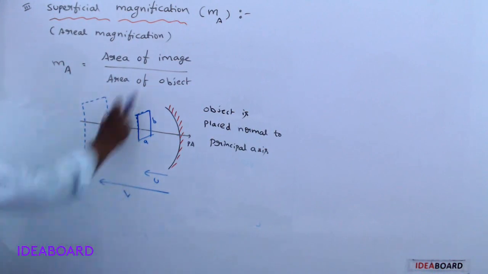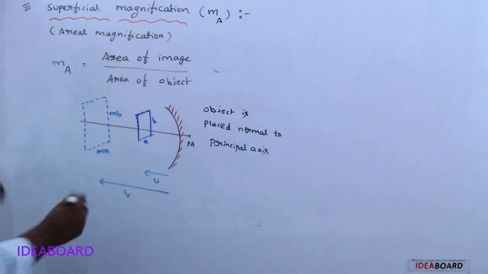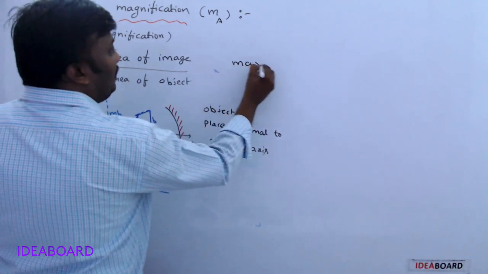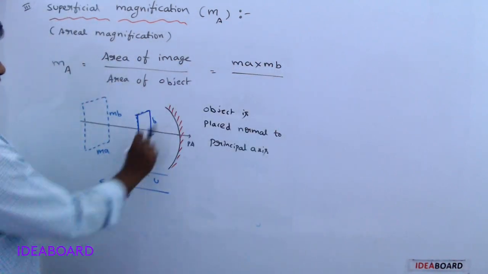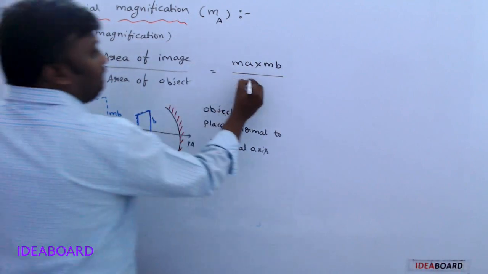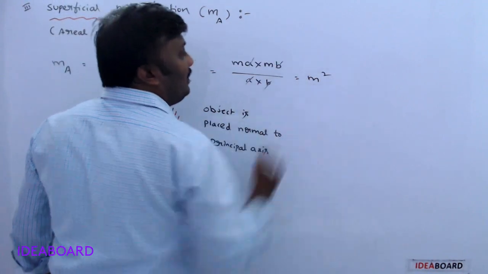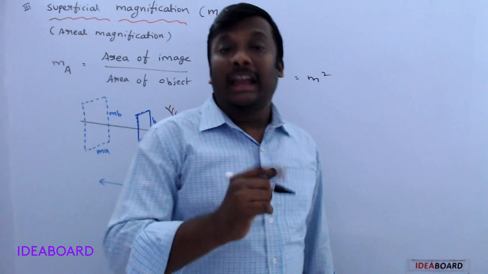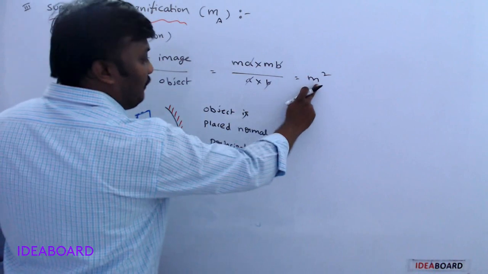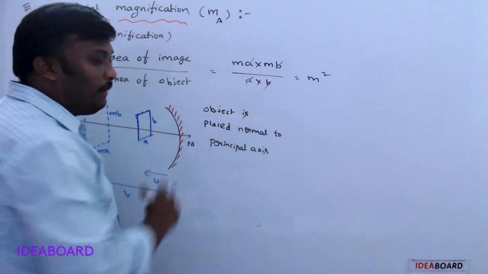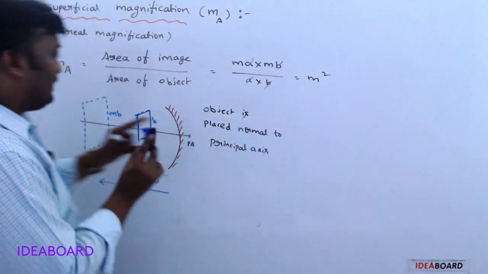Understand? So what is the formula for the area of the image? Area of the image is nothing but length into breadth. Length is MA, breadth is MB, divided by the area of the object, A and B. So A and A cancel, B and B cancel. What do you get? Again M square, lateral magnification square. So the formula for MA is nothing but M square if the object is placed normal to the principal axis. What is the meaning of normal? You may place the object in this way.